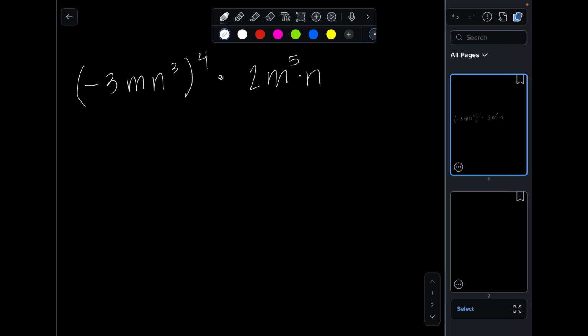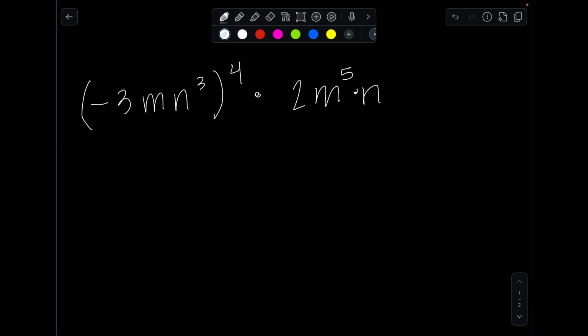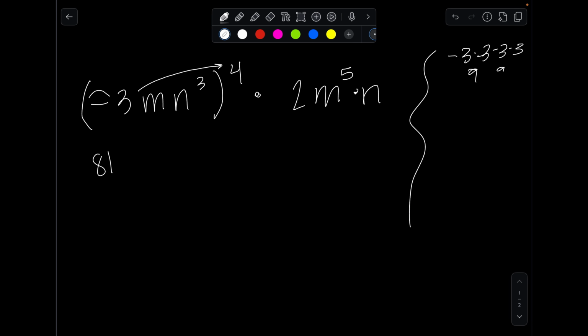I'll pause the video. All right, so you should have shown that you're taking negative 3 four times. On this side, you can show your work if you need to. That's 9, that's 81. Negative four times is a positive. M to the 4th power is m to the 4th power, right? N cubed to the 4th power is n to the 12th.